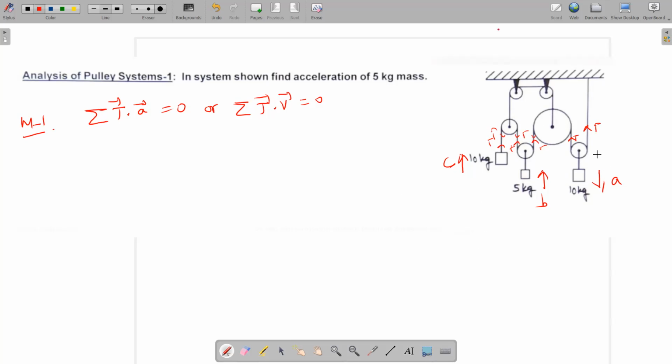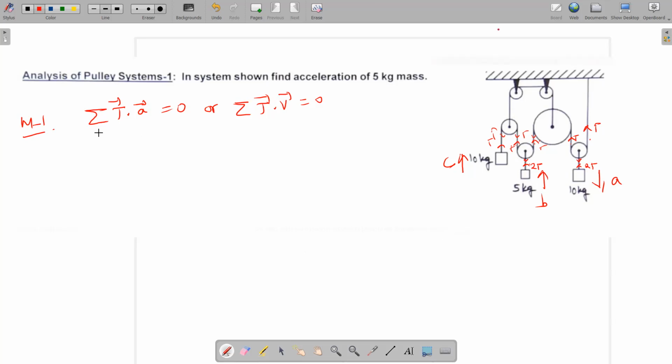Now you can see that in a massless pulley, if this is T and this is T, so this will become 2T. This is T, this is T, 2T. So this will become 2T. I have assigned the tension in all these strings.